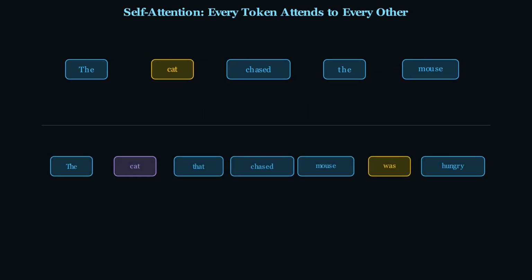Harder sentence. The cat that chased the mouse was hungry. Which animal is hungry? This requires a long-range connection. Self-attention correctly links was hungry to cat across long range. This is exactly what RNNs struggle with.